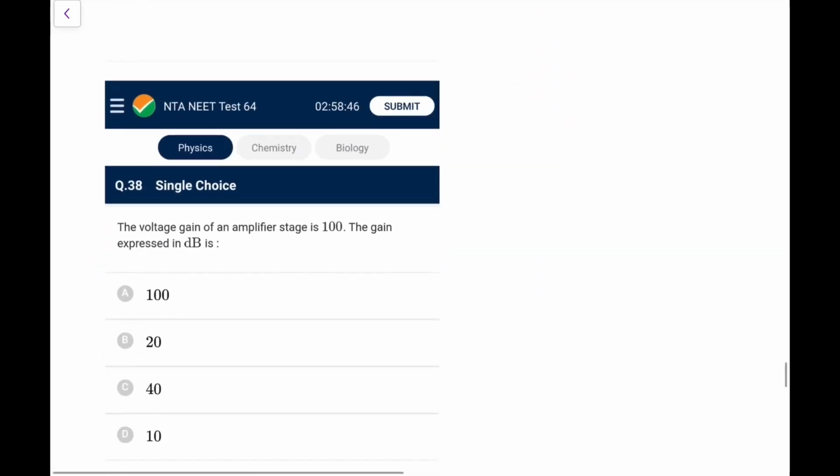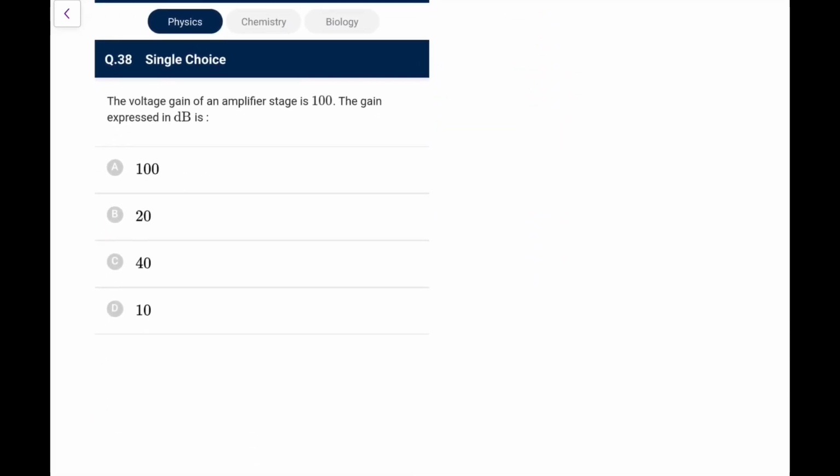Next one. The voltage gain of an amplifier stage is 100. The gain expressed in dB is. So in dB you write it as 10 log of the value, that is 10 log of 100. Log of 100 is 2, so it is 20 dB. That is how you can write it in terms of dB.